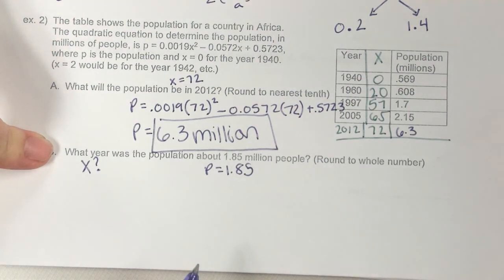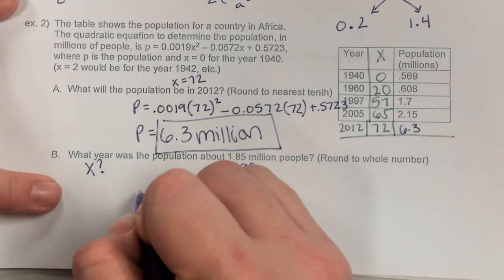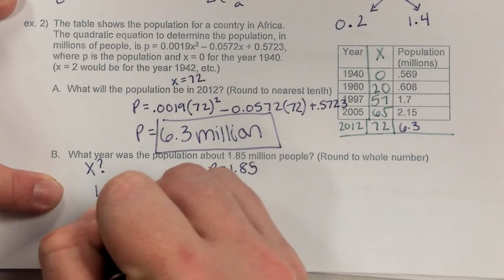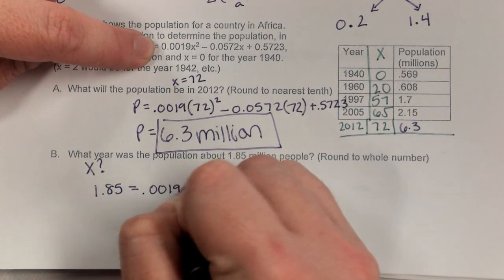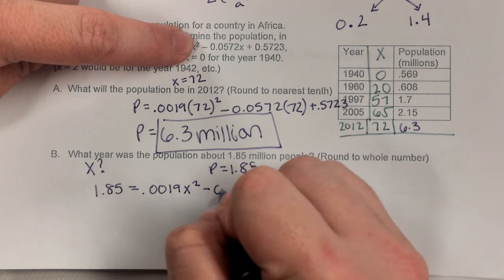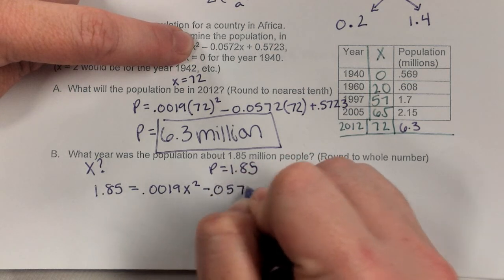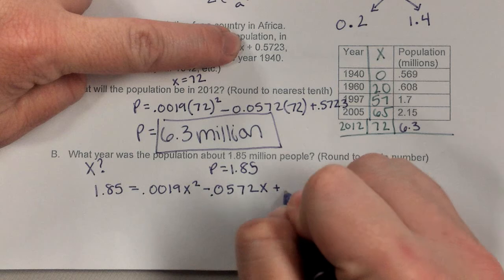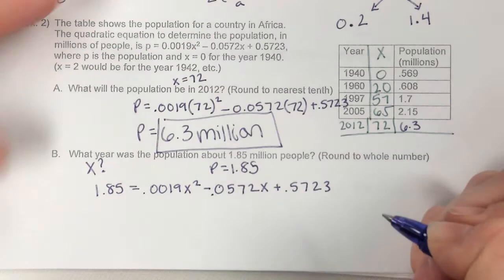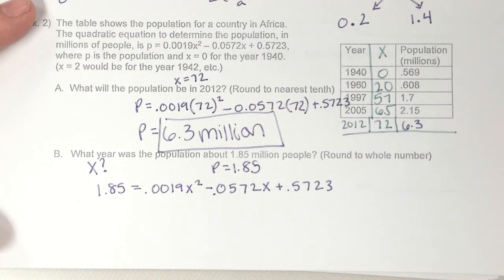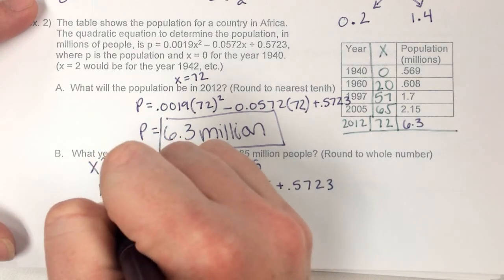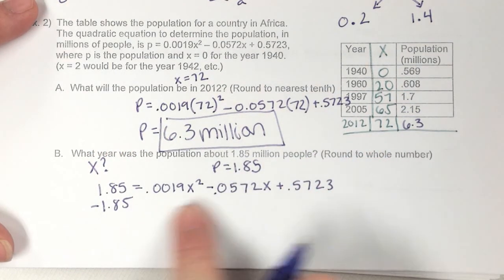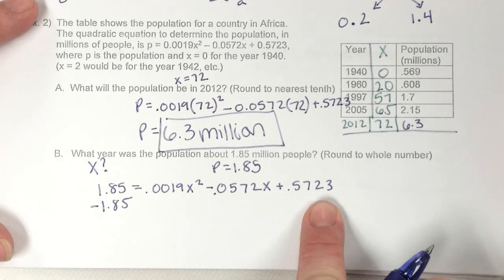Okay, so knowing that, we are going to set it up as 1.85 equals 0.0019x squared minus 0.0572x plus 0.5723. What do I do? It has to equal 0. So what do I need to move? So I'm going to minus 1.85. And am I going to do this number, this number, or this number? The last one.